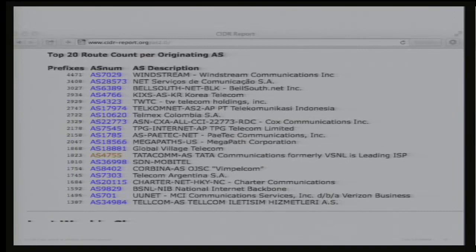This is the total count. It means that they are advertising the largest number of prefixes. As you can see, Windstream is advertising the largest number of prefixes, which is 4,500, followed by Net Services, which is 3,400, and so on. This data is sent regularly to the mailing list.